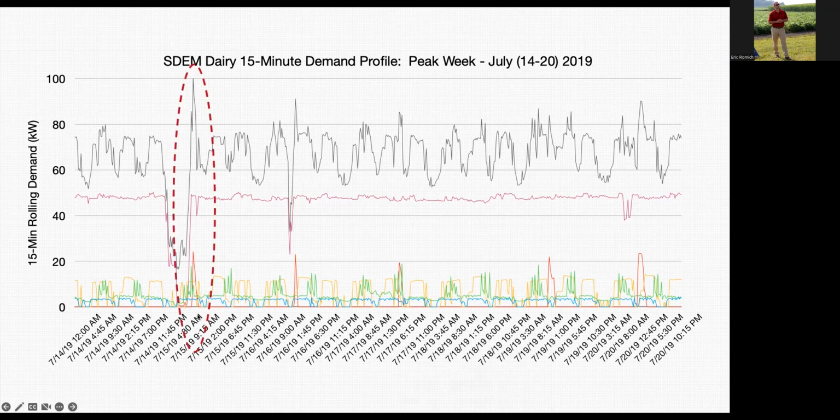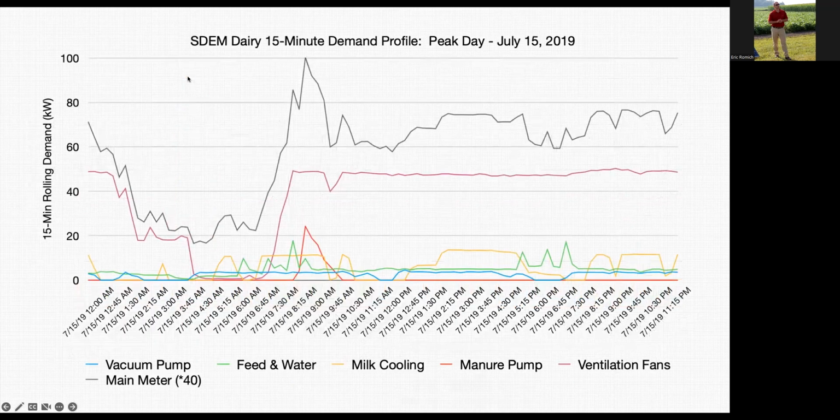Again, we're going to zoom in yet again from this weekly perspective to say, okay, on July 15th something happened that caused us to really set a spike, and we want to see what that is. So this is our daily perspective, running from 12 a.m. through 11:15 on the chart, but obviously a 24-hour cycle.